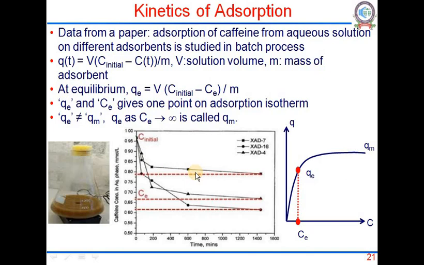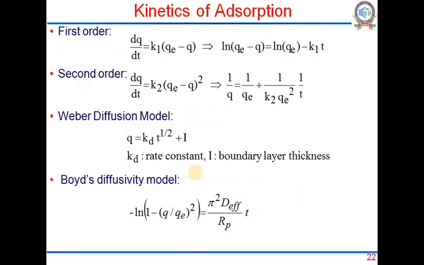Now let's think about what the different kinds of kinetics are. For example, you could have first order kinetics. So dq by dt would be k1, the first order rate constant, multiplied by QE minus Q. QE minus Q just tells you the driving force for adsorption. If you rearrange this expression, you will get ln(QE minus Q) equal to ln QE minus k1t. So if you plot ln(QE minus Q) on the y-axis versus t, you will get the intercept and you will get the slope.